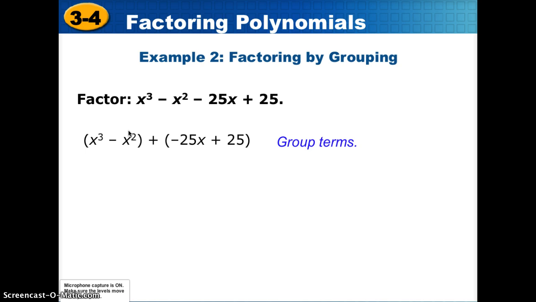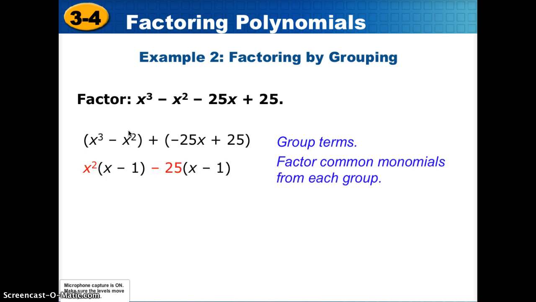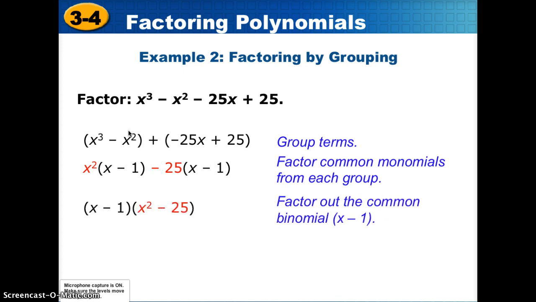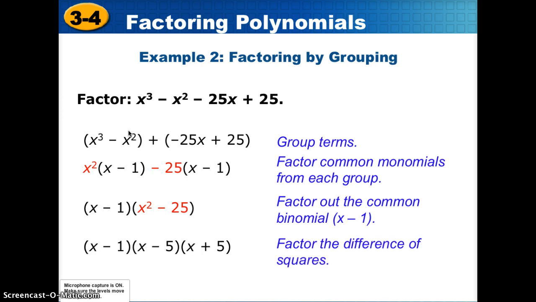And when we do that, we determine that we end up having a common factor between the two groups of x minus 1. So we pull that out as a common factor, and we end up having x minus 1 times x squared minus 25. Immediately we recognize x squared minus 25 is a difference of squares, and we factor that further for our final factored form of x minus 1 times x minus 5 times x plus 5.